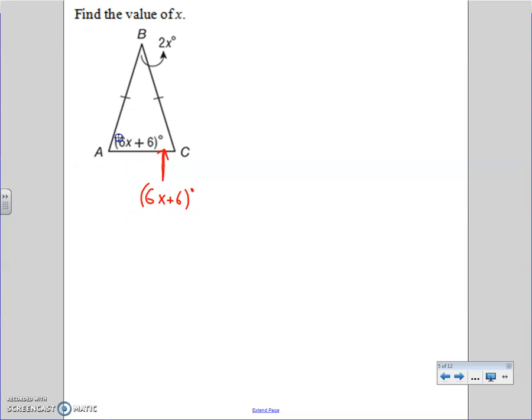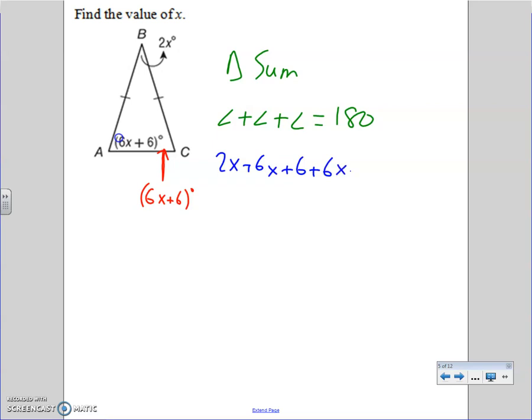So we know the three angles inside the triangle, so we're going to do triangle sum. An angle plus angle plus angle equals 180. So the first angle is called 2x, plus the second angle is 6x plus 6. The third angle is 6x plus 6 as well, equals 180. We're going to combine like terms.